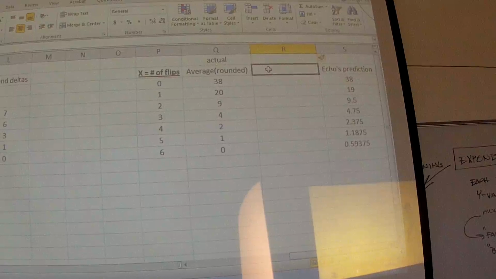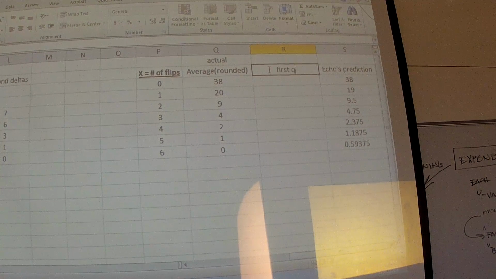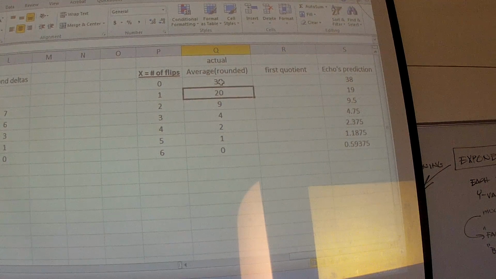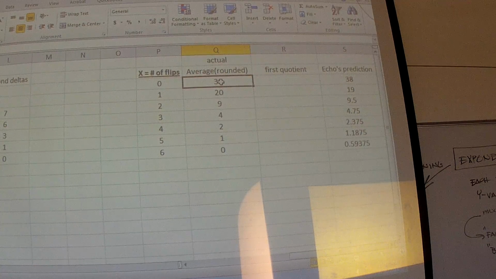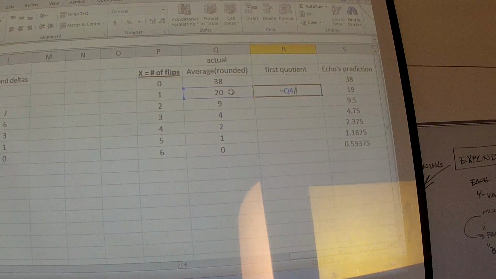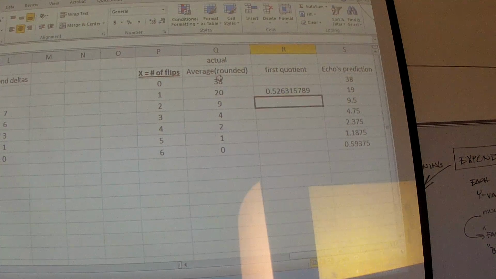Okay, so let's look at the first quotient. I'm going to use quotient if you don't mind, because I'm going to divide this one by this one, which I think is an easier way than trying to do some kind of weird inverse multiplication. So I'm going to do equals this number divided by that number. Then I'm going to drag this bad boy straight down.